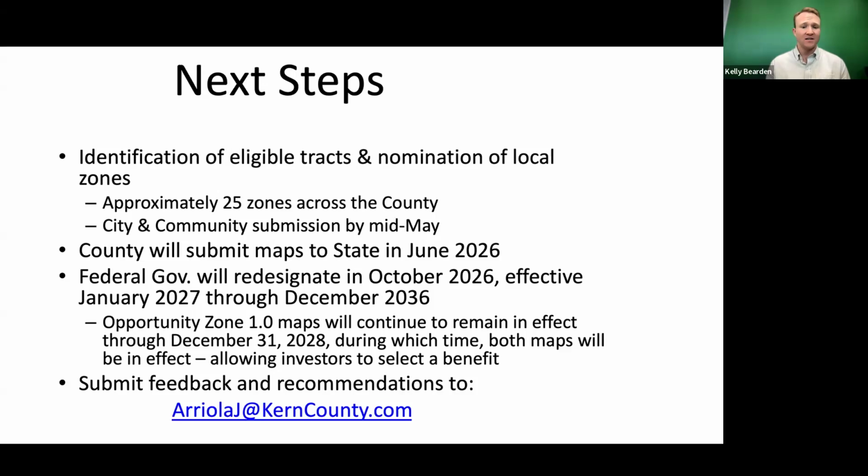What that is going to mean is that some of these zones that are currently selected will not be selected in Opportunity Zones 2.0. However, it doesn't mean that that opportunity is lost. Opportunity Zone 1.0 and those tracts will continue to remain in effect through December 31st, 2028, during which time both maps will be in effect, and investors will be able to select whether they're taking part in Opportunity Zones 1.0 and 2.0. For those tracts that are not selected for 2.0, but have been selected and adopted for 1.0, it also means you may still invest within those through December 31st, 2028, and take advantage of this opportunity.